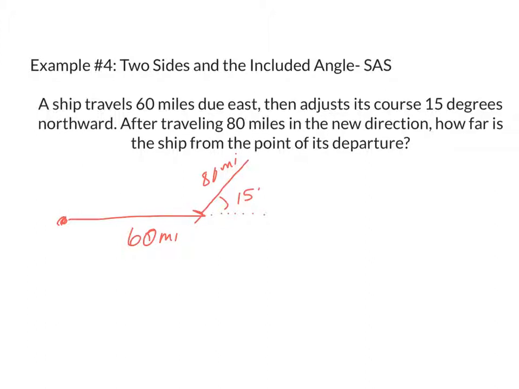Traveling 80 miles. And then it asks how far is the ship from the original departure point. So if the original departure point is down here, how far is it from that point? In other words, we're trying to figure this point out here. Let's put some variables to it to make it easier to understand. This is going to be A, this is going to be B, this is going to be C. This is side a, this that we're looking for is side b, and 60 miles is side c.